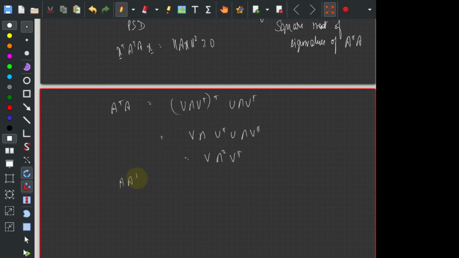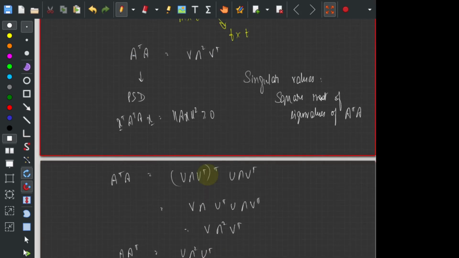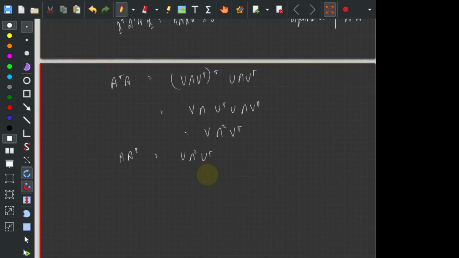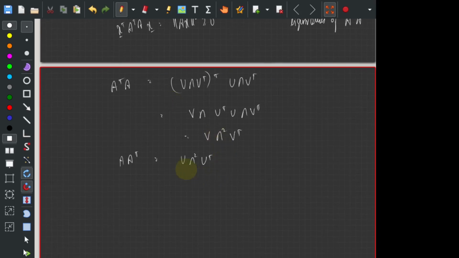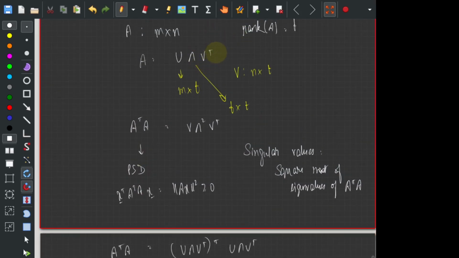Similarly, if you compute AA transpose, what will this be equal to? It's going to be U lambda square U transpose. Okay. So essentially the singular values are the square roots of the eigenvalues of A transpose A or AA transpose because they have the same eigenvalues. The columns of U are what we call the left singular vectors, and the left singular vectors are essentially the eigenvectors corresponding to AA transpose. The columns of V are what we call the right singular vectors, and these are going to be the eigenvectors of A transpose A.